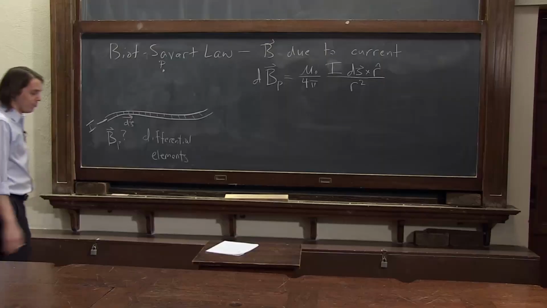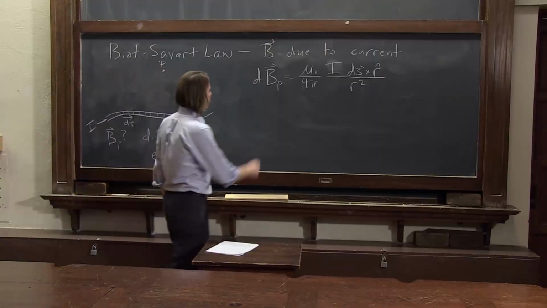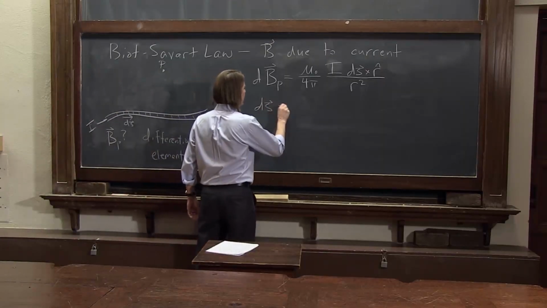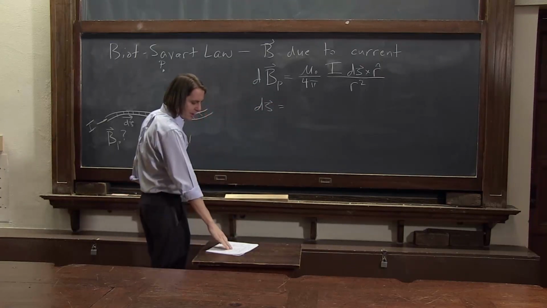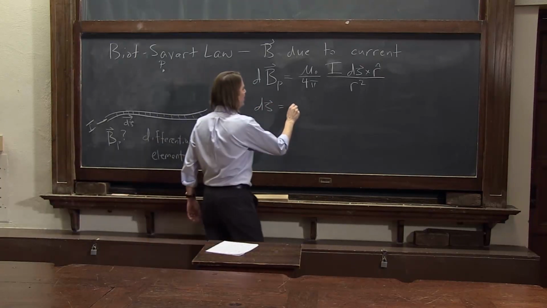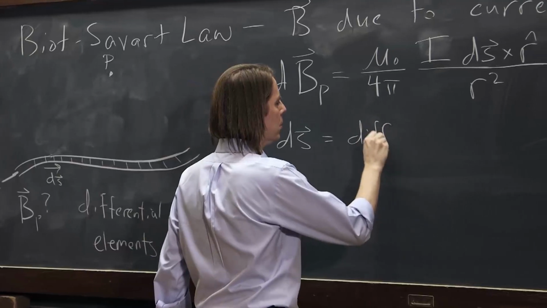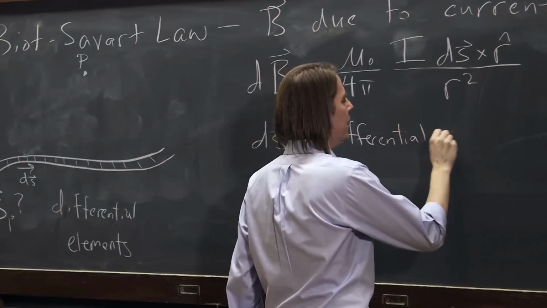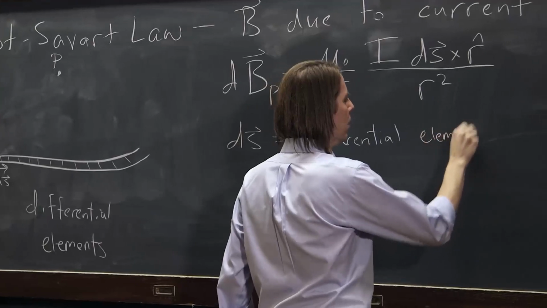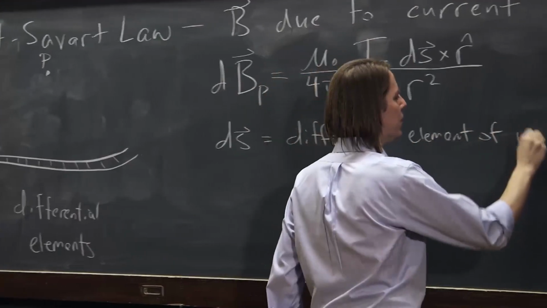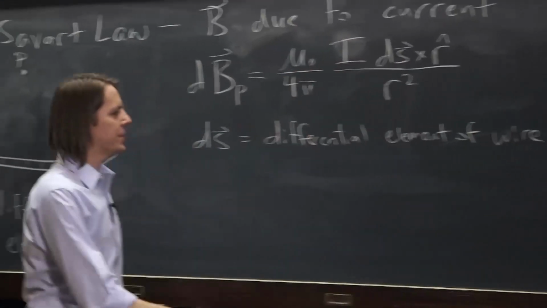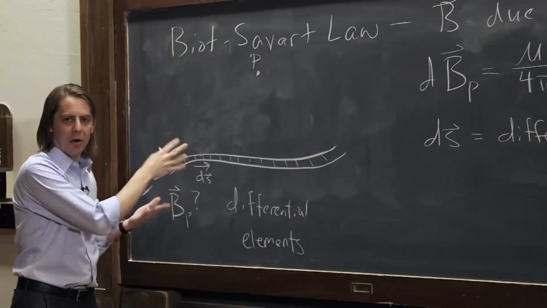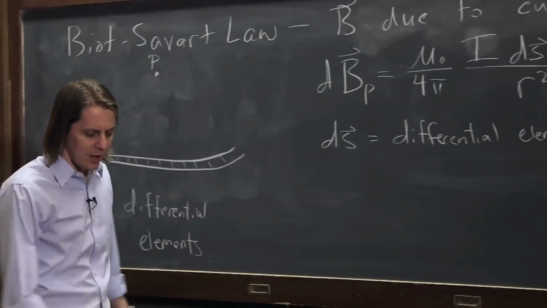Okay? But let's go through and figure out what they are one at a time. So ds, we already talked about. We would call that a differential element of the wire, and its direction is, of course, along the wire. That's usually how you set up a differential element.